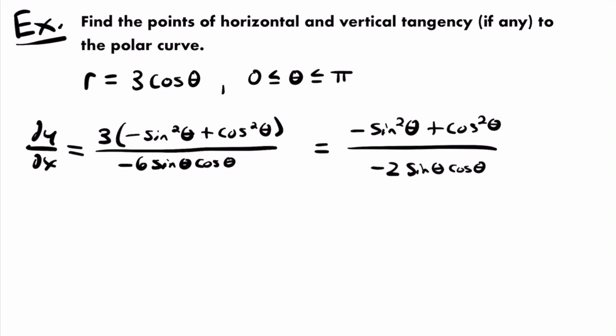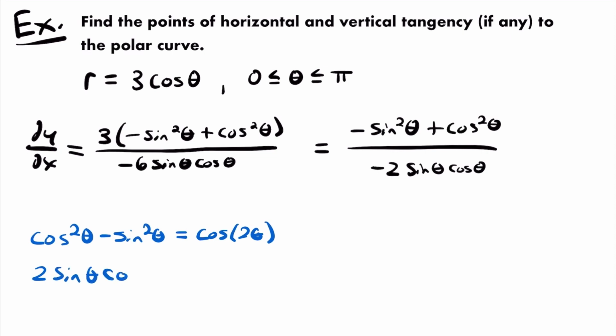Alright, so remember the two trig identities that we used in one of our previous examples. We know that cosine squared theta minus sine squared theta is equal to cosine of 2 theta, and we also know that 2 times sine theta times cosine theta is equal to sine of 2 theta. Alright, these are just two double angle identities. We have cosine squared theta minus sine squared theta in the numerator here. If we rearrange these terms, we can replace that with cosine of 2 theta, and then we have 2 times sine theta cosine theta right here, so we can replace that with sine of 2 theta.